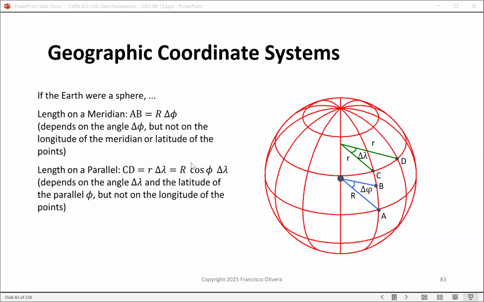So this cosine of the latitude, when the latitude is 0 at the equator, the cosine is going to be 1. So that is going to be the maximum length. As the latitude increases, the cosine decreases. By the time it gets to the pole, the latitude is going to be 90 degrees and the cosine is going to be 0. So that is why this distance CD is going to be equal to 0 if you use this parallel up here at the North Pole.